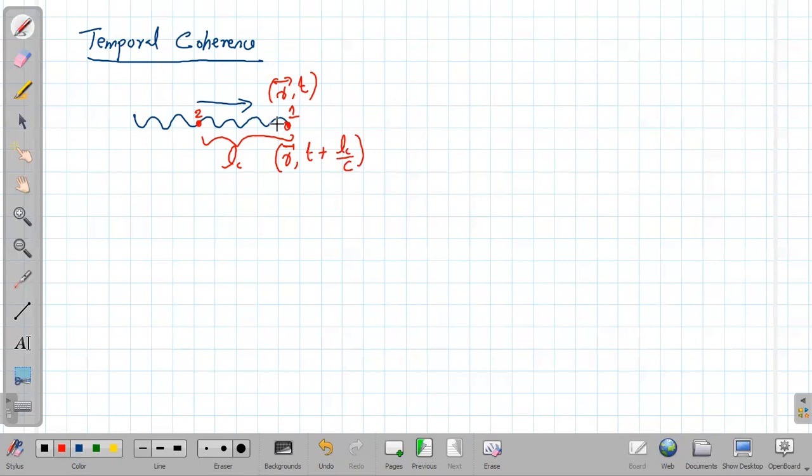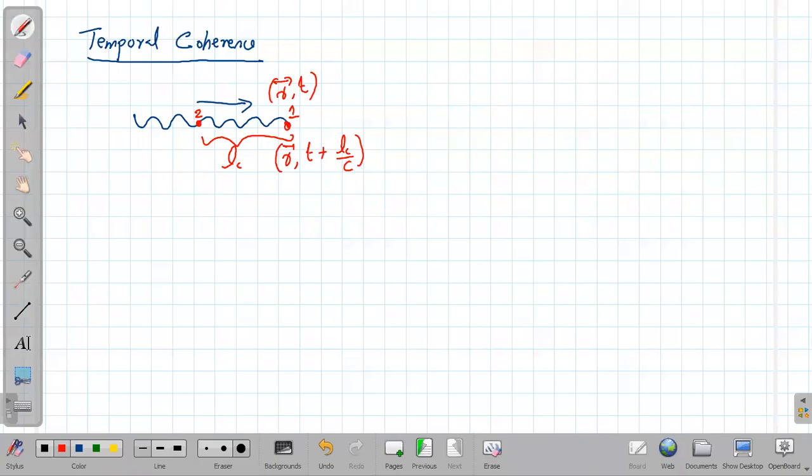Okay, I will repeat. If the light reaching the same location at two different instants is phase correlated, then those lights are said to be temporally coherent. Sorry for the interruption. There is some connection issue in between.